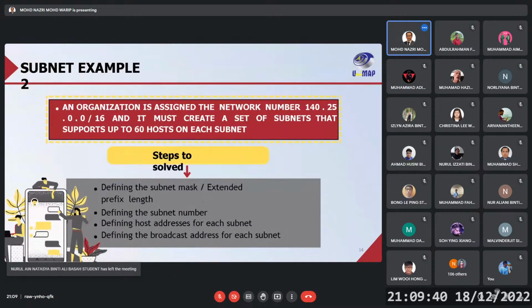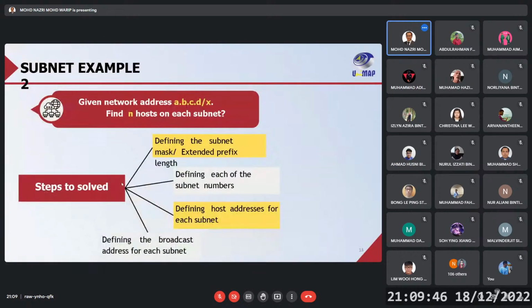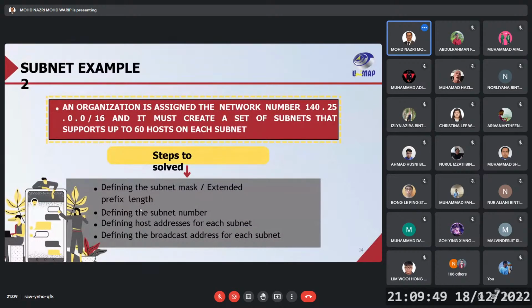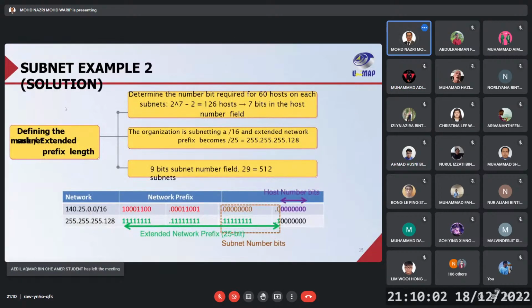Okay, steps same. You need to define the subnet mask, extended prefix length, and then define the subnet number, define host addresses for each subnet, define the broadcast address for each subnet. Okay, same thing. Number 1, they require 60 hosts, right? Okay, 60 hosts.